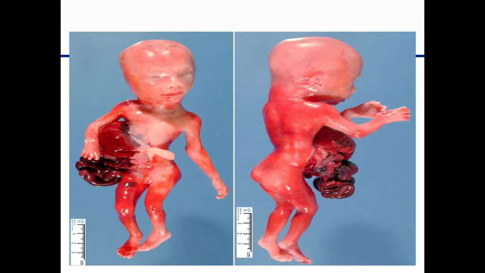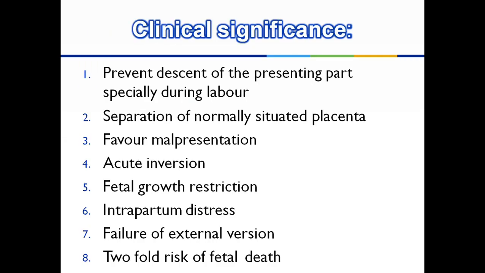This is the picture. Clinical significance: prevents descent of the presenting part, especially during labor, separation of a normally situated placenta, favors malpresentation, acute inversion, fetal growth restriction, intrapartum distress, failure of external version, and twofold risk of fetal death.